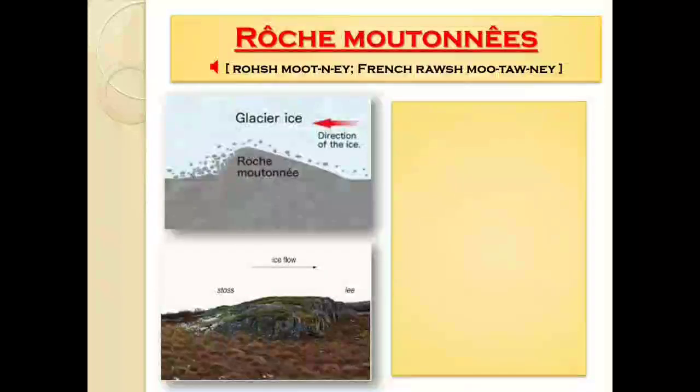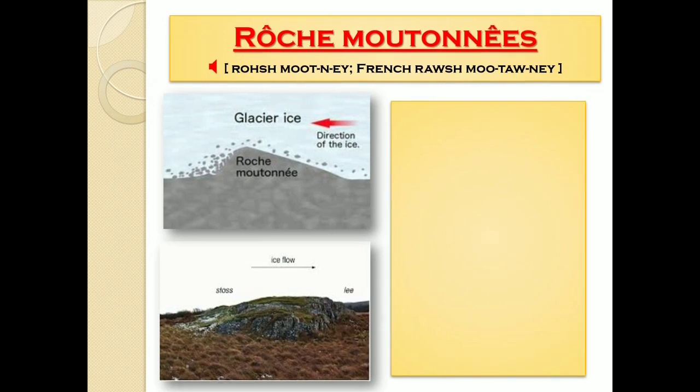This you can see here, Roche Moutonnée. This is pronounced Roche-Moutonne. In French we say Roche-Moutonne. You can see a picture.